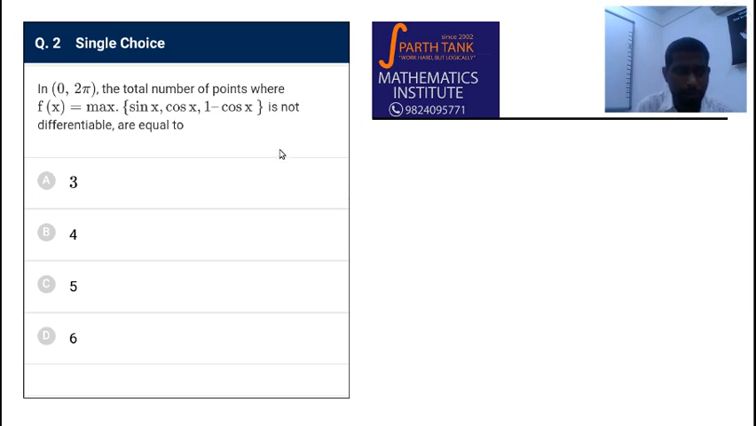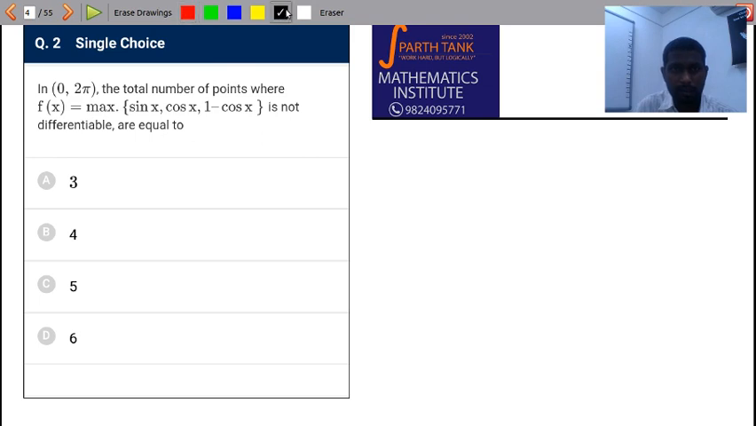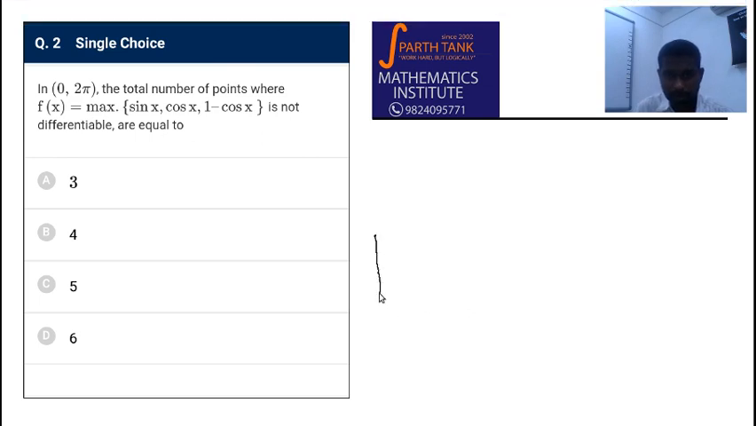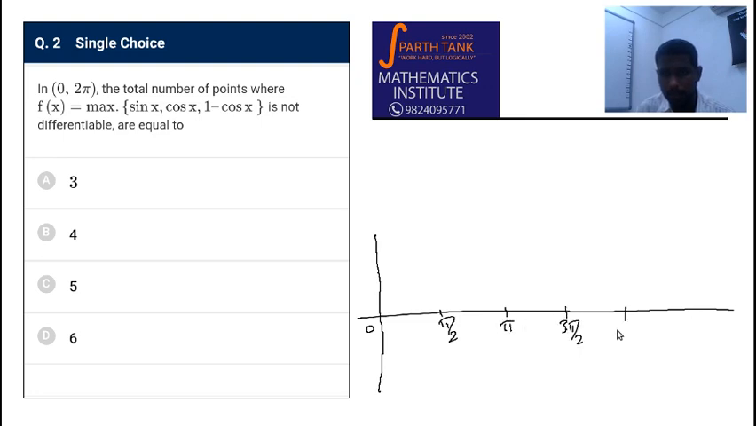Question number 2. In 0 to 2 pi, the total number of points where f of x, the maximum of sin x, cos x and 1 minus cos x, is not differentiable is equal to. Now, how would this graph look? Let us take the axis: 0, pi by 2, pi, 3 pi by 2 and 2 pi, and try to plot all these functions.